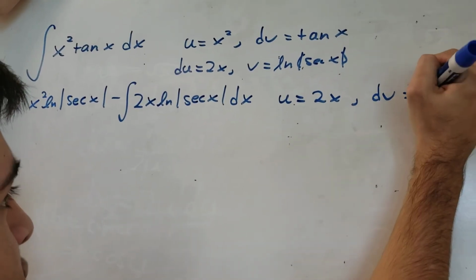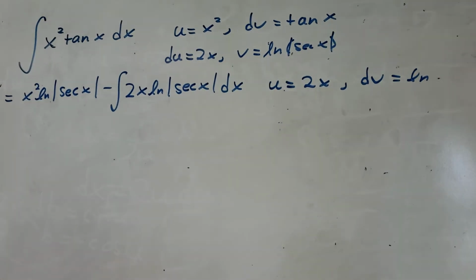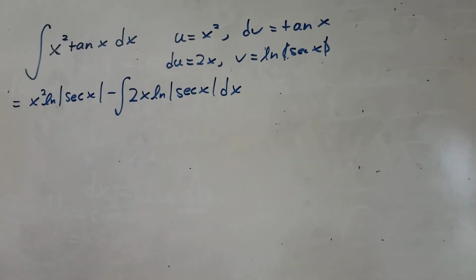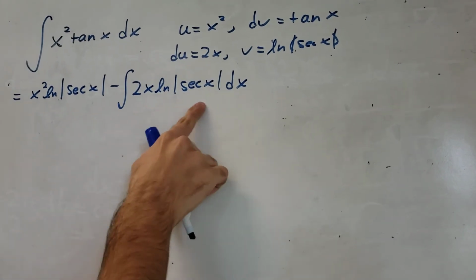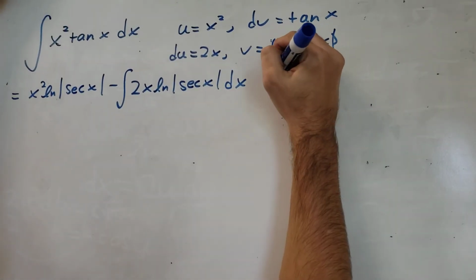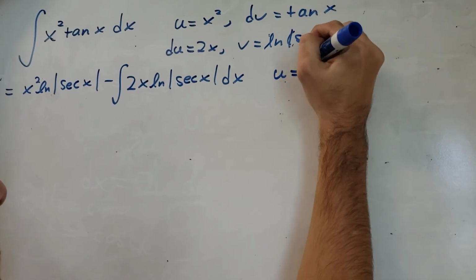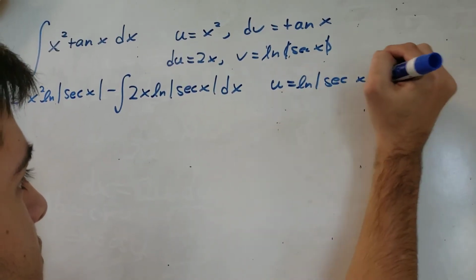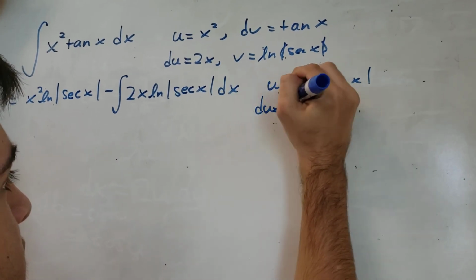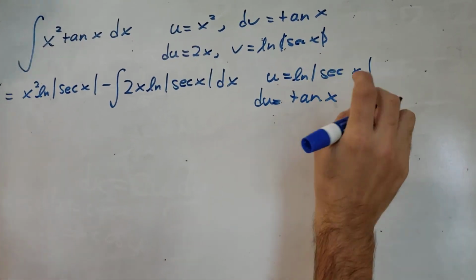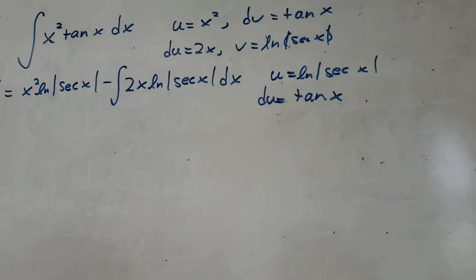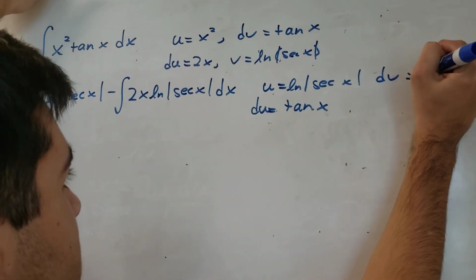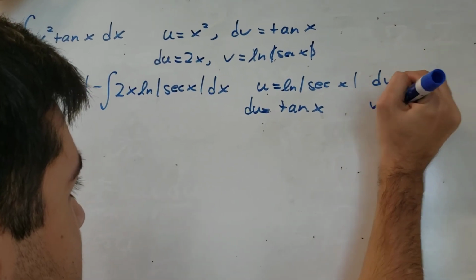dv is going to be the natural log of... well actually, this is a bad choice because obviously we can't take the integral of that. So that's actually going to be our u. So the u in this case is going to be the natural log of secant x. So our du is going to be tangent x. If you take the derivative, that's going to give you tangent. And then our dv is going to be 2x, so v is going to be x squared.